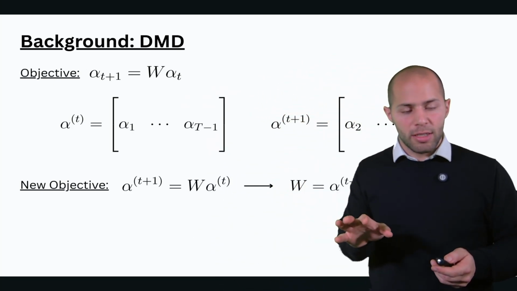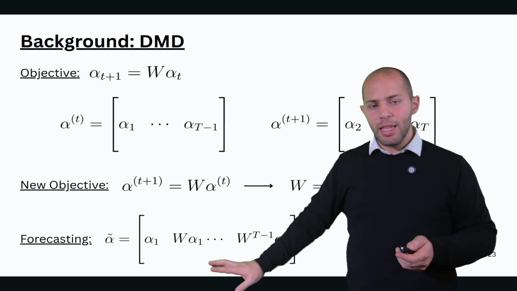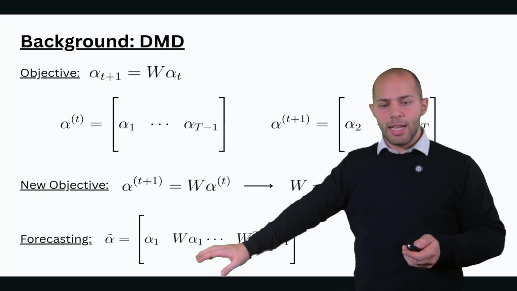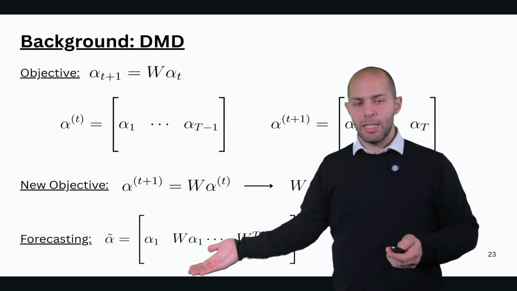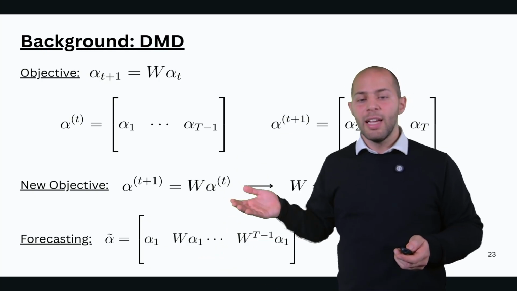When we find this operator w, what we can do is the following. We can do forecasting by saying, listen, give me the initial condition, which is alpha 1, and then I'm going to multiply by w, I find my approximation of alpha 2. I'm going to multiply by w one more time, I find the approximation of alpha 3, etc., etc., etc.